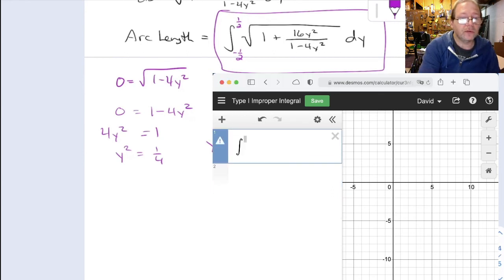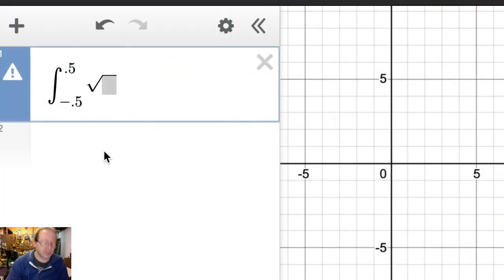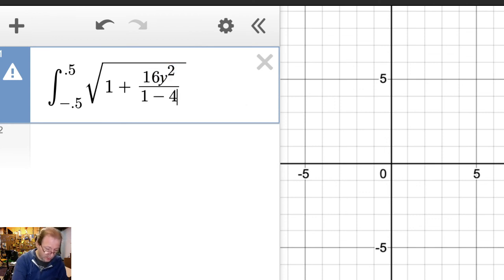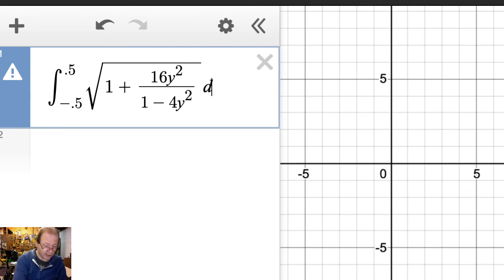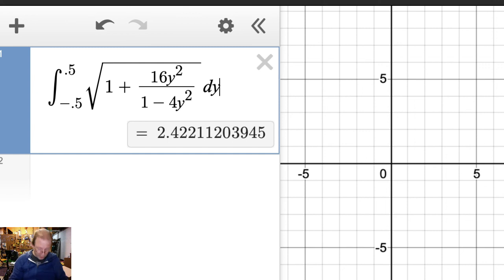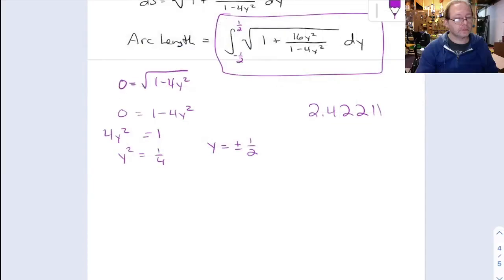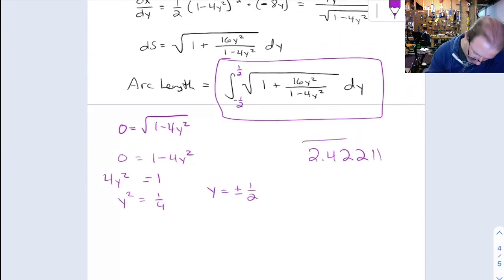Let's see, integral from negative 1/2 to 1/2 of the square root of, tell you what, I'm going to make this big, square root of 1 plus 16y squared over 1 minus 4y squared dy gives us 2.4221. So a little less than 2.5.